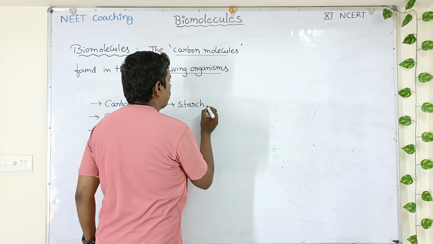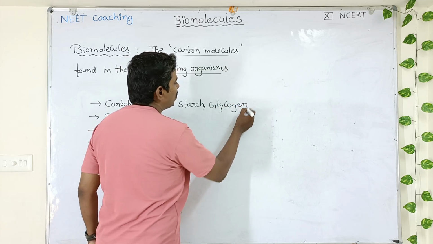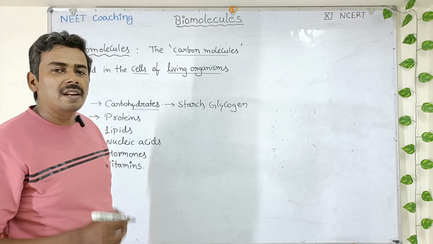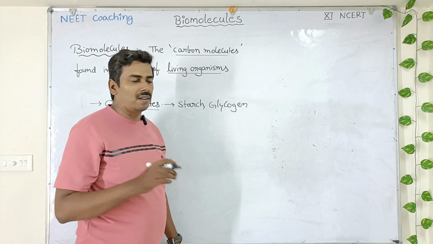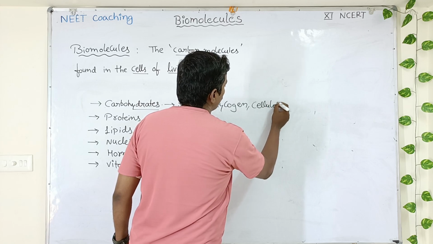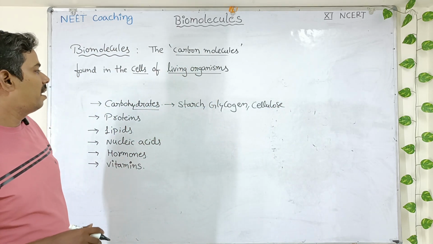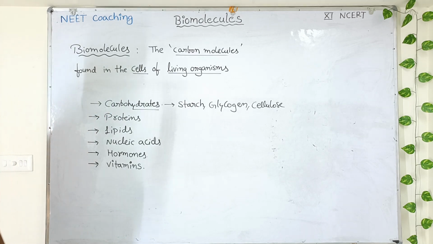Another example of carbohydrate is glycogen. Glycogen is present as a reserve food material in the liver. Another example is cellulose. Cellulose is the cell wall material in plants. So these are some carbohydrates.